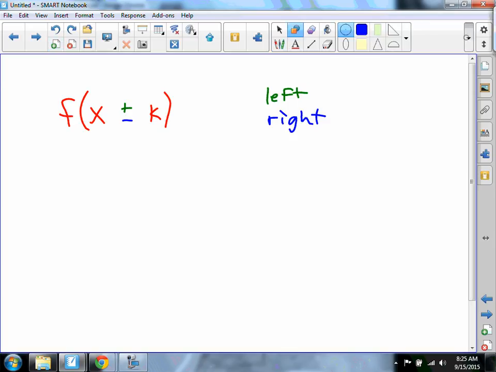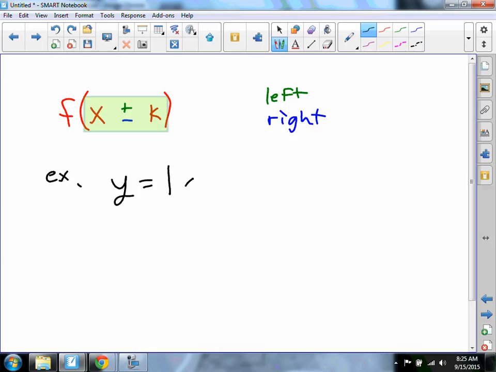Again, keep in mind, what's really important is that inside the grouping symbols of our function is where we're adding or subtracting something. So what we've got here is something like y equals the absolute value of x minus 5. That would translate the absolute value function which way? 5 units to the right. 5 units right.